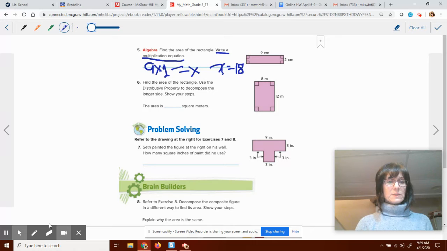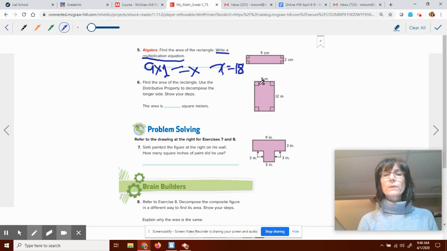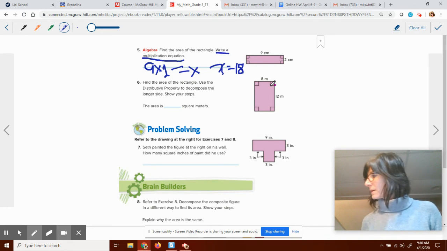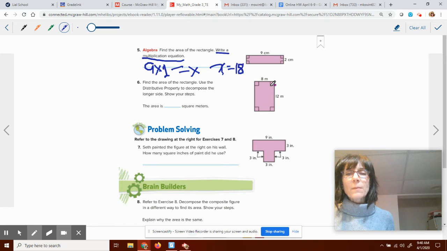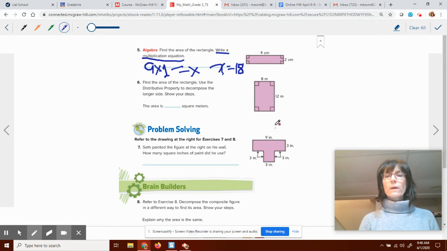All right, this one I'm going to try these draw tools and see if it's any easier. Find the area of the rectangle. Again, we have our width and our length. Our length is 12. Our width is 8. If I wasn't sure what 12 times 8 would be, I could simply use the distributive property here.